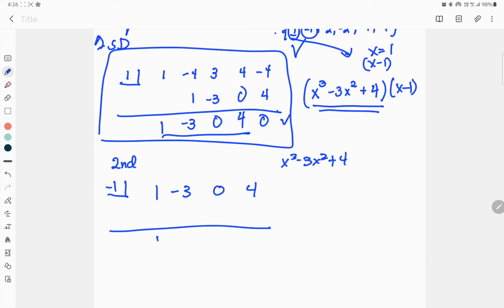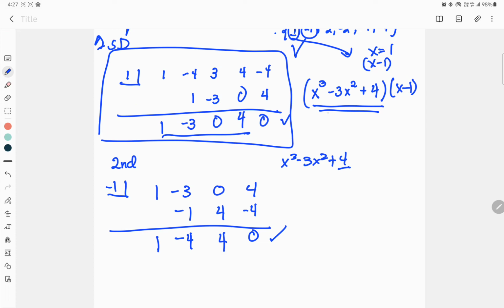So 1 times negative 1 is negative 1. So that will be negative 4. Negative 4, then that will be 4. Bring down the 4. It's negative 4, so this would be 0. Once again, it's correct, and there's no remainder.